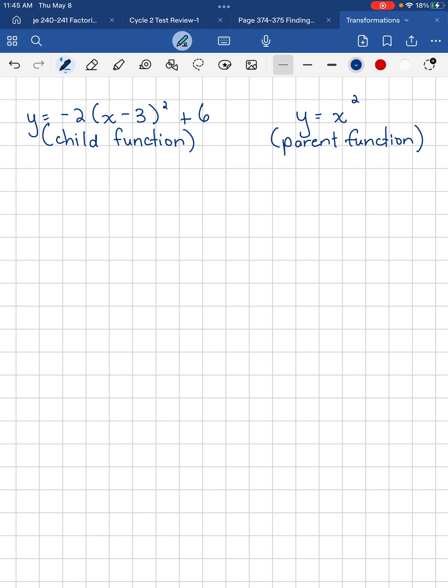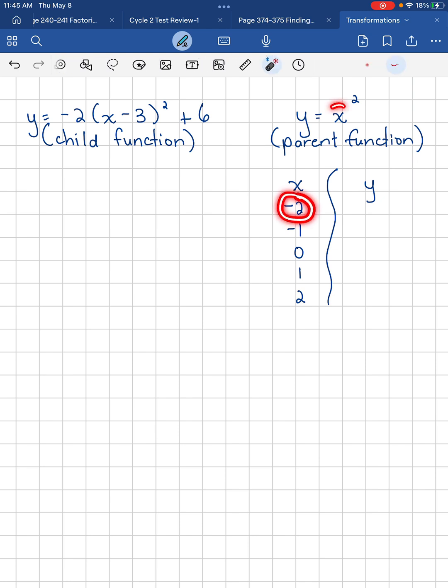So here we're going to start with the parent function's table of values. This is something that you basically memorize. The x values are -2, -1, 0, 1, and 2. If you square the x value of -2, -2 squared is 4, -1 squared is 1, 0 squared is 0, 1 squared is 1, 2 squared is 4. Like I said, these values can just be memorized so that it's a quick thing to write.